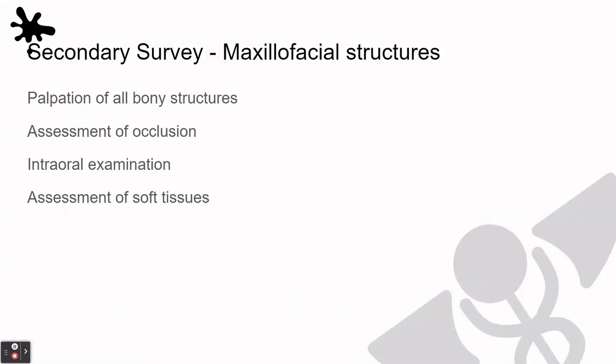Maxillofacial structures, you need to palpate all the bony structures, especially if there's any kind of facial trauma that you can see, any kind of abrasions or anything. You want to assess, is there any concern of occlusion? This is taking another look at their airway at the same time. You're doing intraoral examination. Are they missing any teeth, any chipped teeth? Just had a patient the other day who lost half a tooth, and we're not really sure where it went. And there was concern that it was in the airway. And then also assess the soft tissues, boggy structures, and stuff like that.